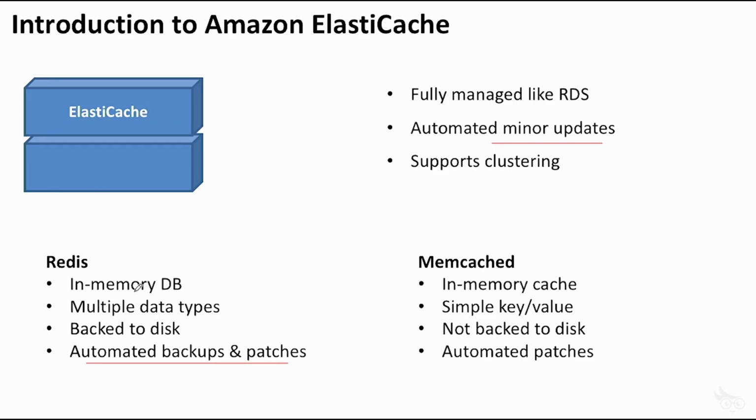We have Redis, which is an in-memory database. It supports multiple data types. It's also backed to disk, so we do have the ability to stop that and recover if we need to. Memcache is the other choice, which is an in-memory simple key value store. It is not backed to disk, so we don't have the ability to recover. If there was a complete loss of the Memcache cluster, then we wouldn't have the ability to restore. So that's why both of these systems do support clustering, so that if we lose one instance, we still have our data in other instances.